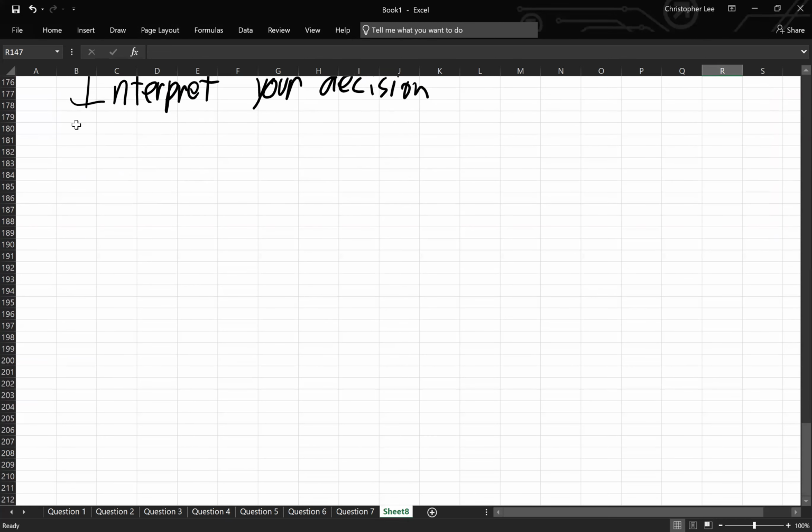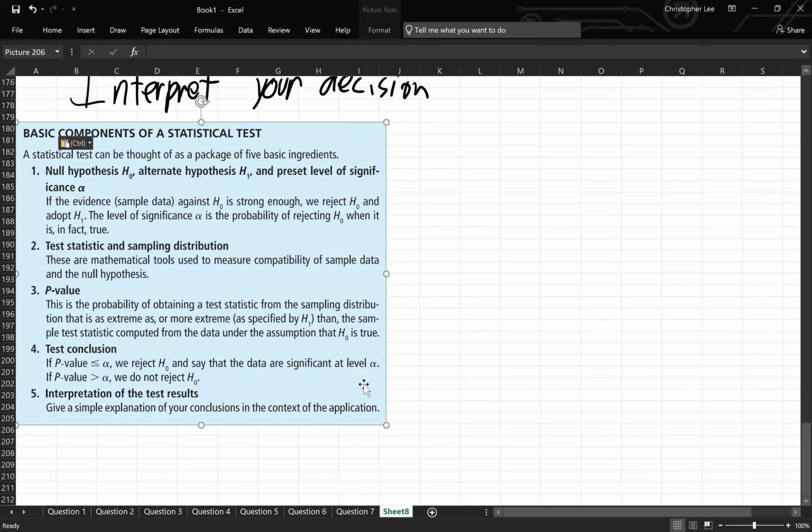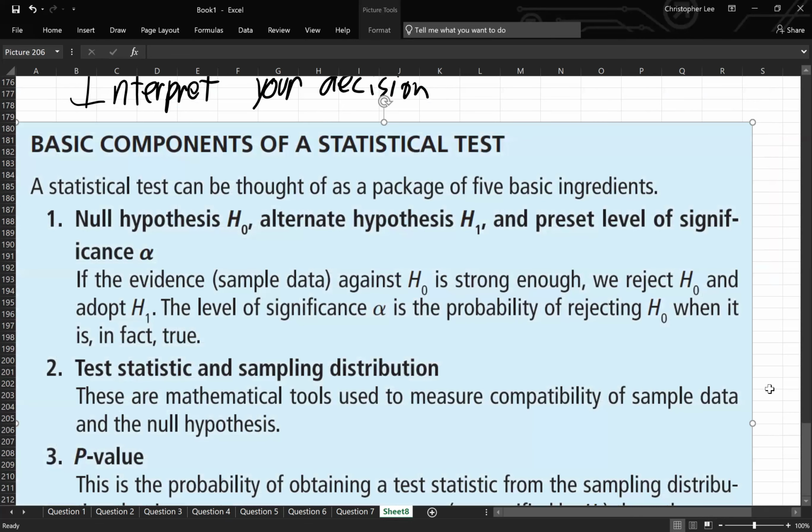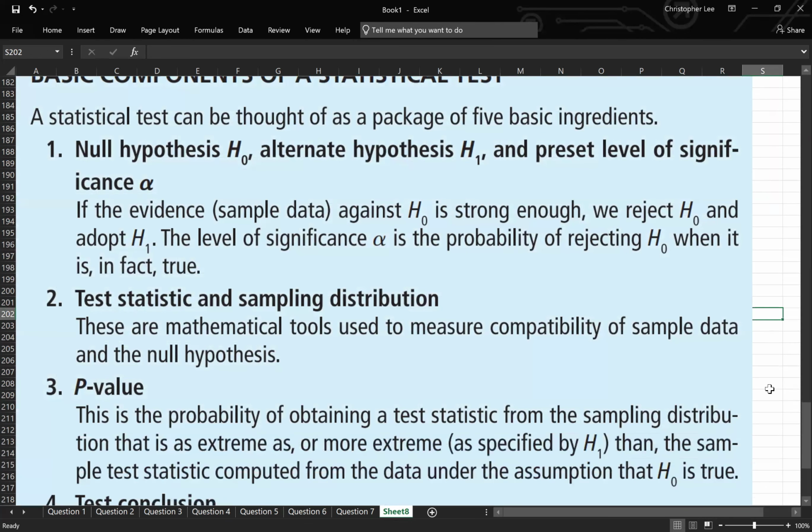I realize I talked a lot. I didn't really give y'all any notes. Here go your notes right here. These are the basic components of a statistical test, step by step. So a statistical test can be thought of as a package of 5 basic ingredients.